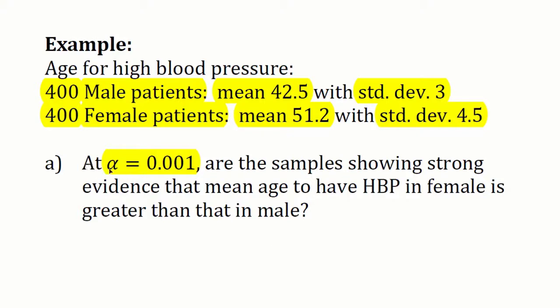So alpha here represents the significance level. At the given significance level 0.001, are the two samples that we're having here showing strong evidence, once again a yes or no question, that the mean age to have HBP, the mean age to have high blood pressure, in females is greater than that in males? Let me extract the words right here: mean age to have HBP in female.